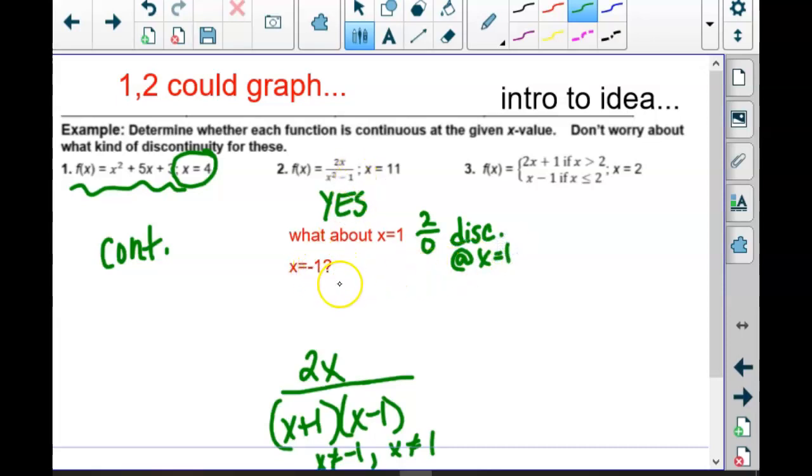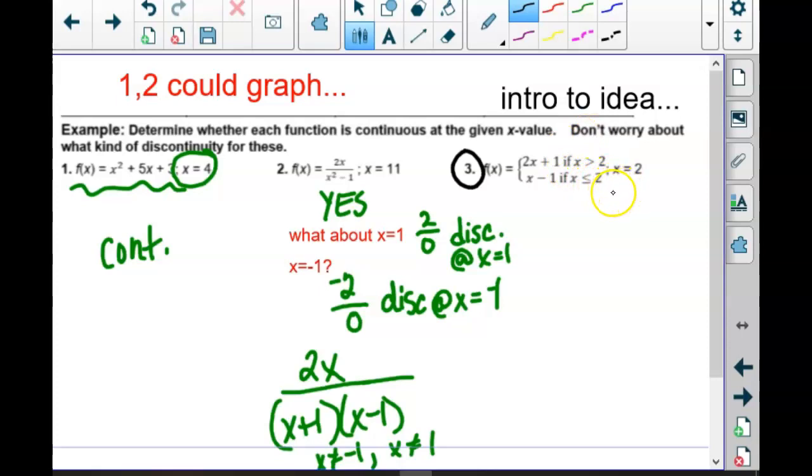If you put a -1, you would get a -2 over -1 squared is 1 minus 1 is 0. So it's also discontinuous at -1. All right, this is an idea that we're going to do another day. We're going to spend a lot of time on these.